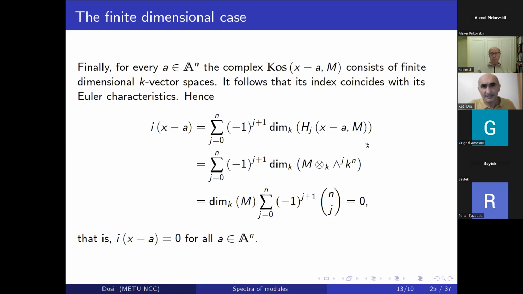Well, calculating the index is not a big deal since it's all finite dimensional. So the index can be reduced to Euler characteristic. You're just calculating the dimensions of the Koszul complex terms, right? And eventually you're getting 0. Just the index is 0.